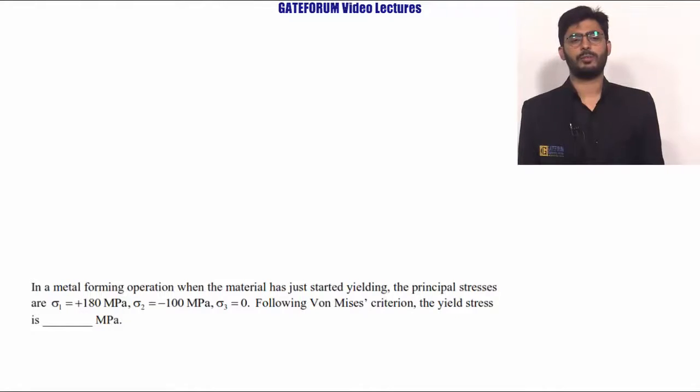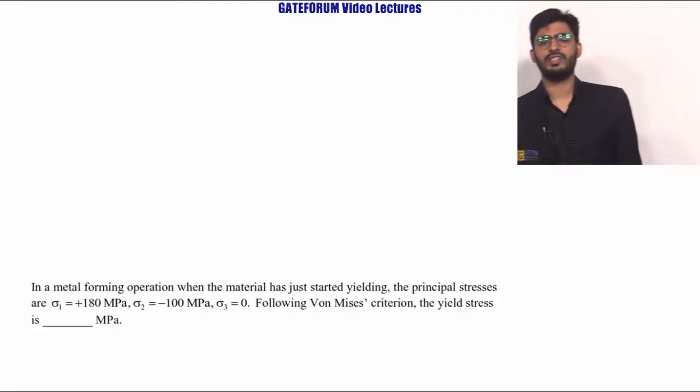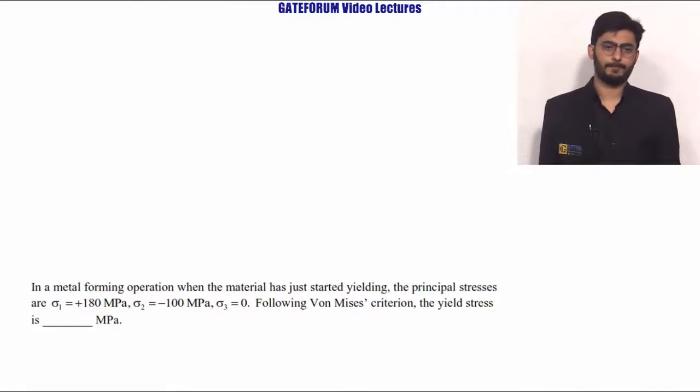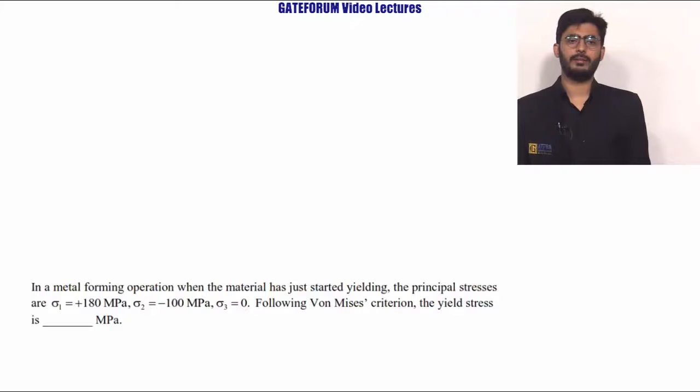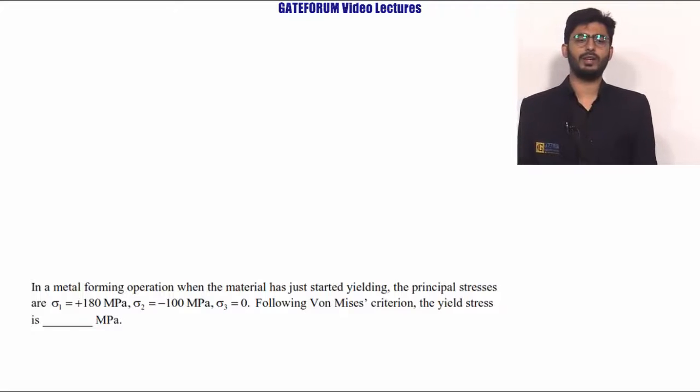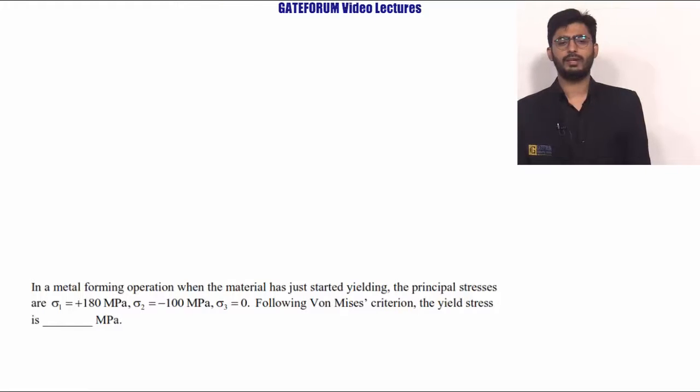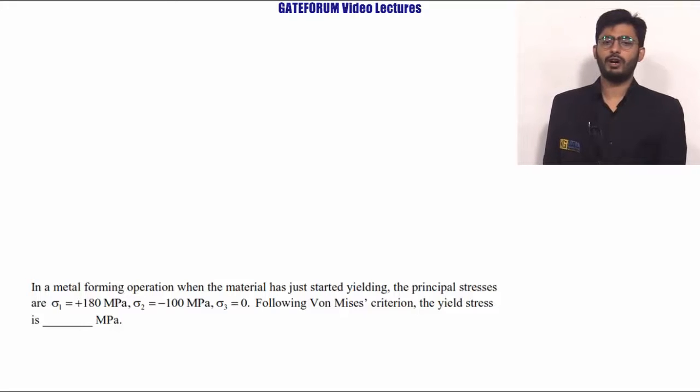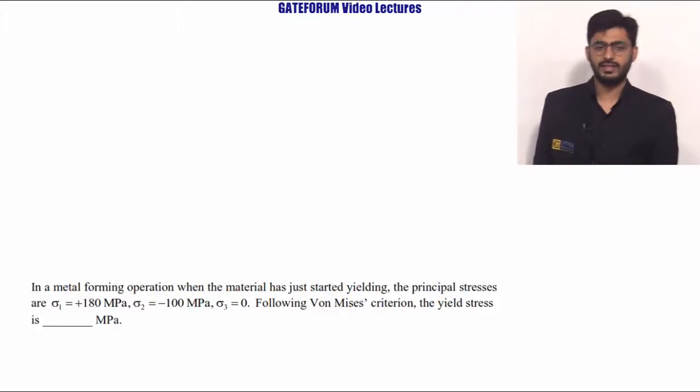This question belongs to the topic design of machine elements from the subtopic theories of failure. In a metal forming operation, when the material just started yielding, the principal stresses are sigma 1 equal to 180 megapascal and sigma 2 equal to minus 100 megapascal. Sigma 3 is equal to 0. Following the von Mises criterion, the yield stress is dash. Okay, so this is a direct and straightforward formula based question.